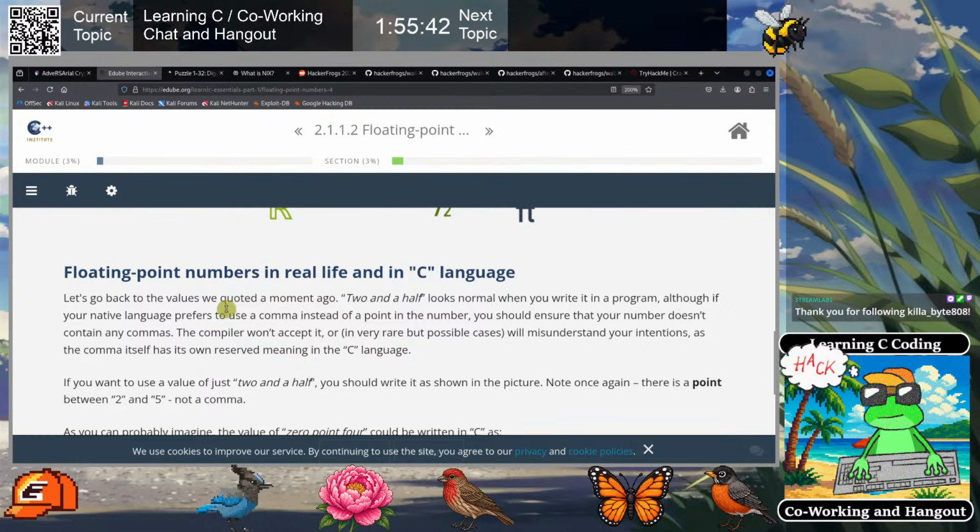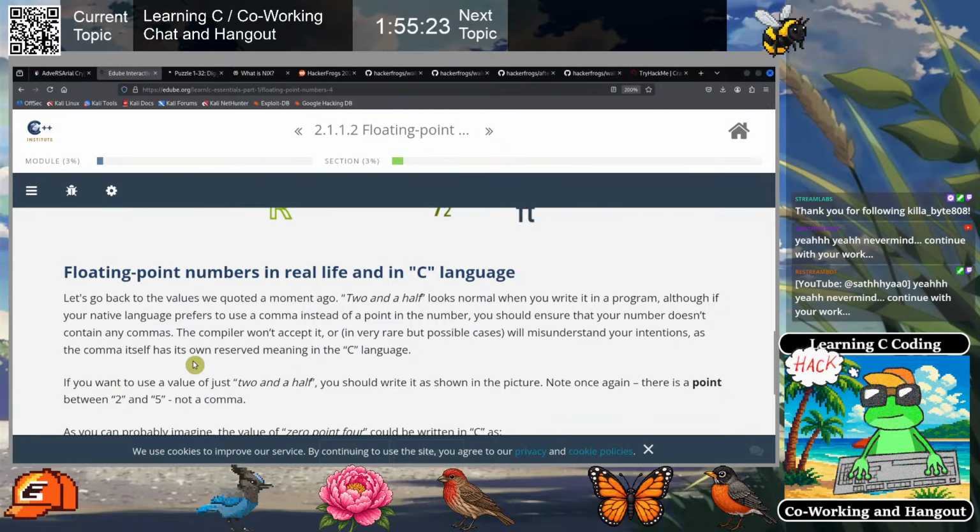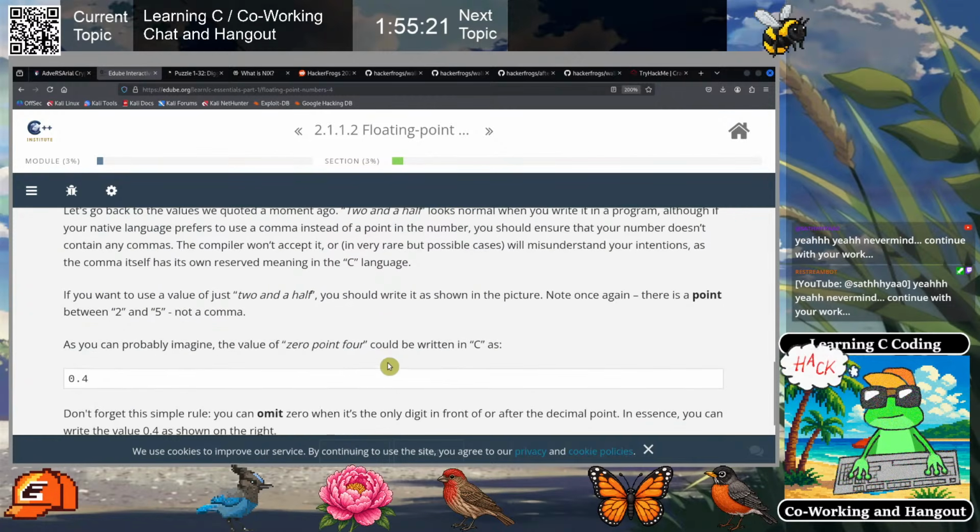So floating point numbers, in real life and in the C language. Let's go back to the values that we quoted a moment ago. 2.5 looks normal when you write it in a program, although if your native language prefers to use a comma instead of a point in the number, you should ensure that your number doesn't contain any commas. The compiler won't accept it, or in very rare but possible cases, will misunderstand your intentions, as the comma itself has its own reserved meaning in the C language.